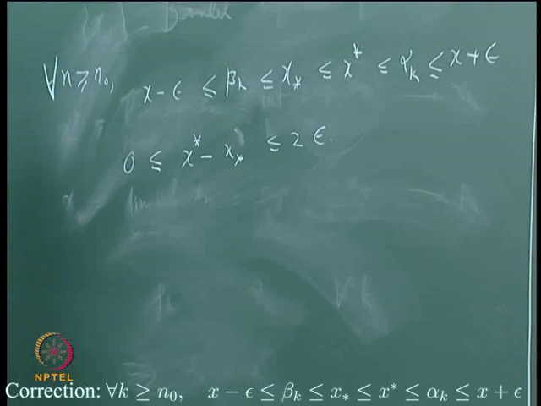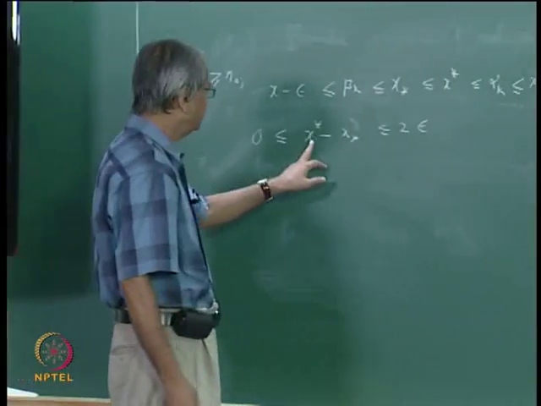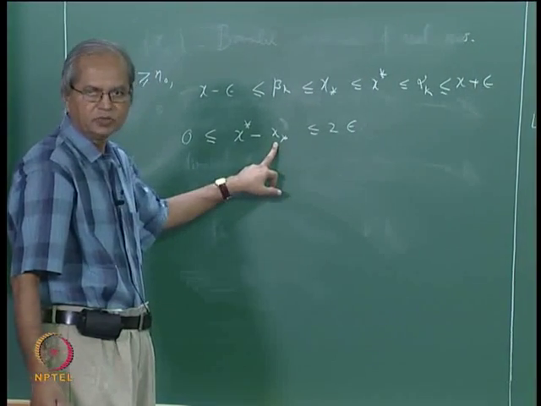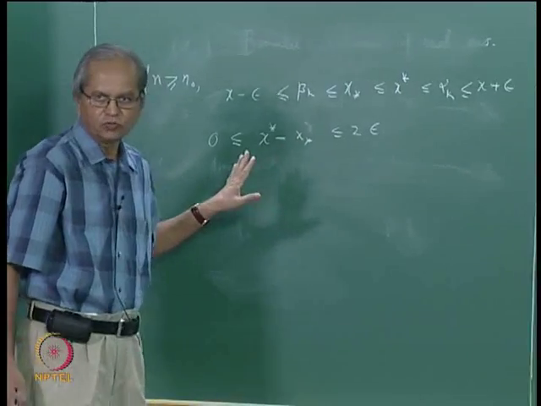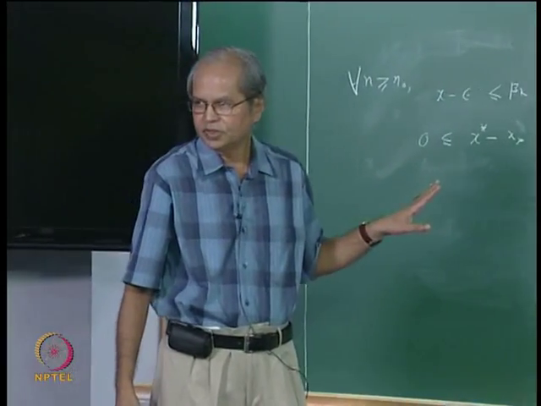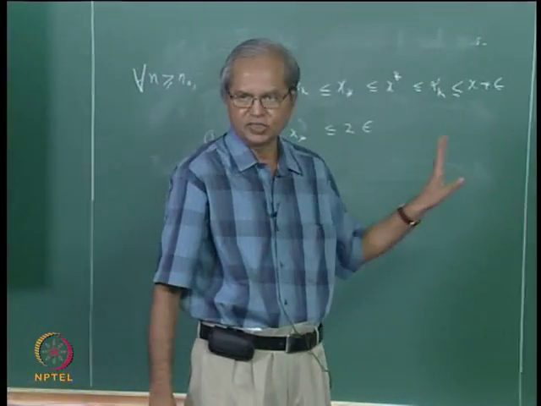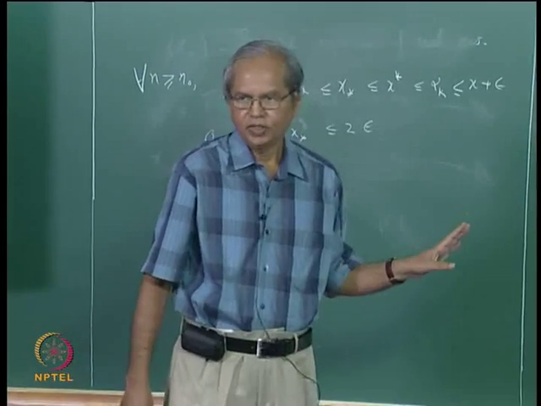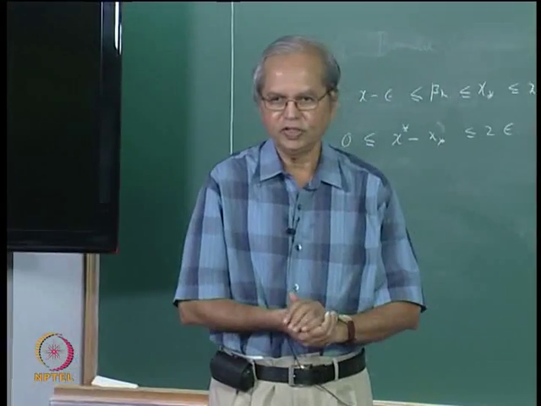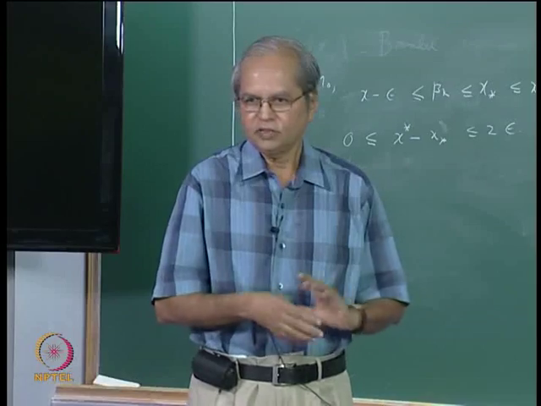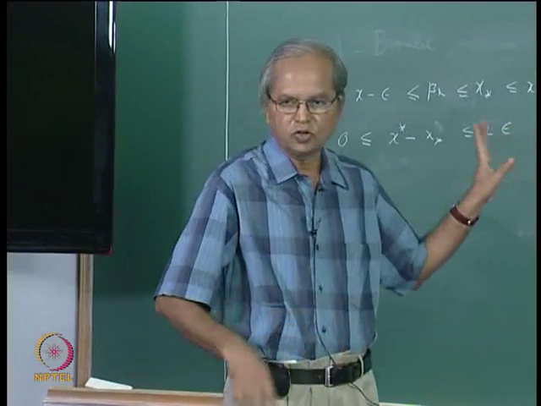Now the argument is the usual one: epsilon was arbitrary. The inequality written here is true for every epsilon, so the only way this can happen is that these must be the same. So whenever a sequence converges, its limit superior and limit inferior equal the limit of the sequence. And conversely, if the limit superior is equal to the limit inferior, then the sequence must converge, and it must converge to that common value.